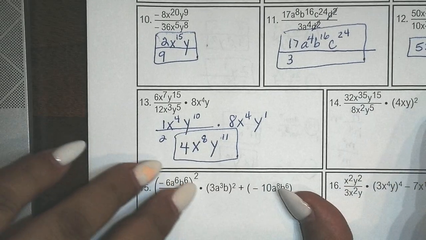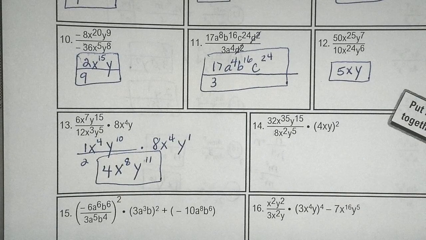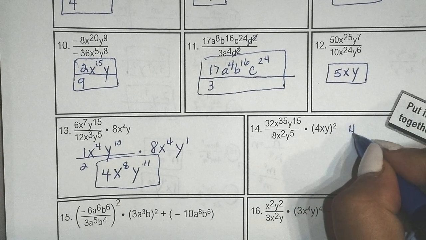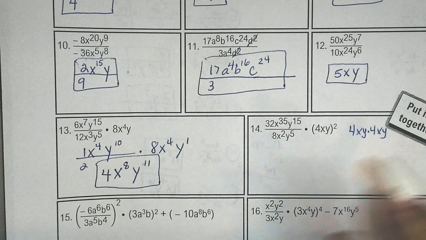All right, let's look at number 14. We're going to do the parentheses first. Now, when you square something, it's the same thing as doing 4xy times 4xy, so everything on the inside is going to get that power.